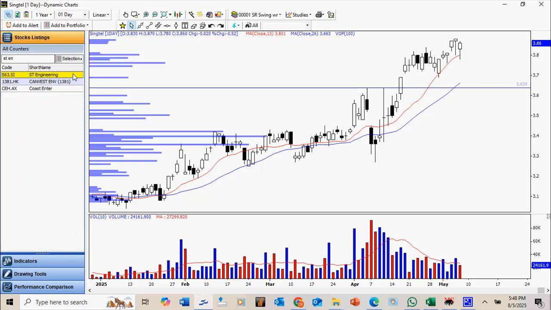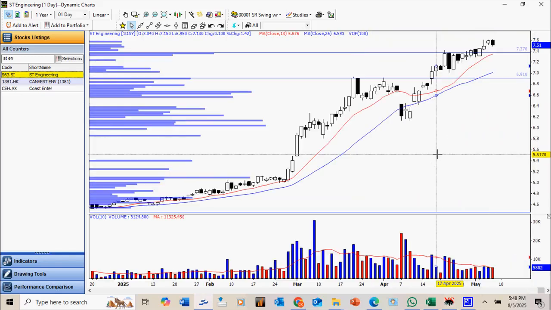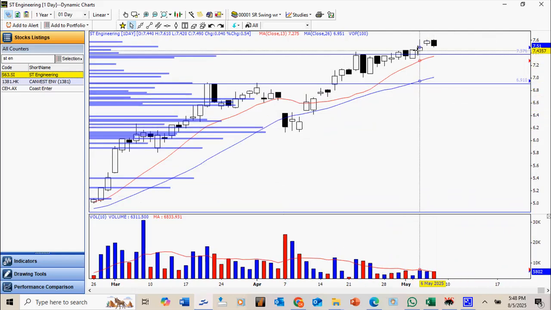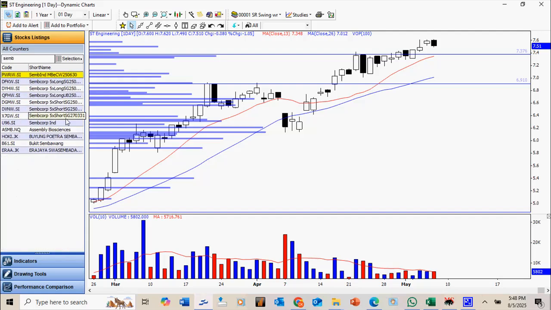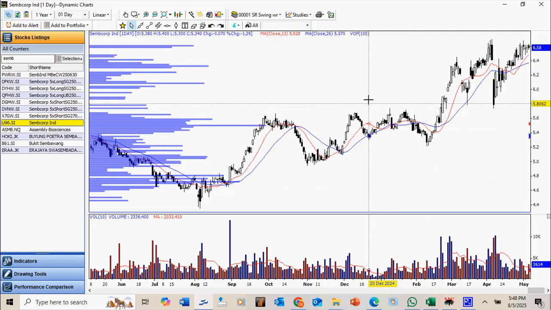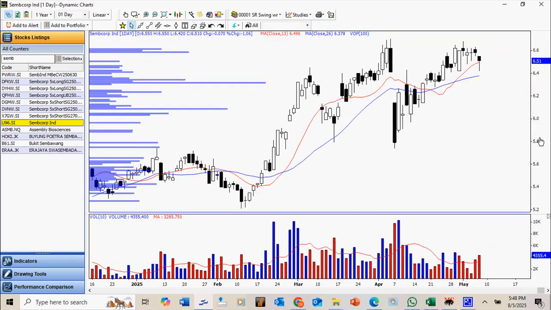ST Engineering. After this break, the stock was actually trading sideways. Now I would like to see the stock eventually take out this wick, which is at 761, and any move above this level, we would like to see an increase in volume. Sembcorp is quite evident from the chart itself, weaker than ST Engineering and Singtel, because it's still trading below this resistance level, and so we just have to exercise patience and look for eventually break above this level here of 670.